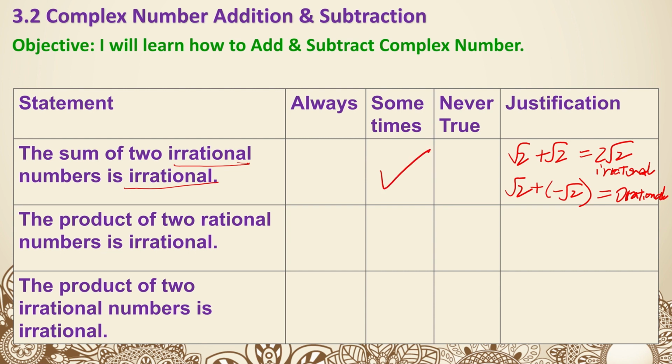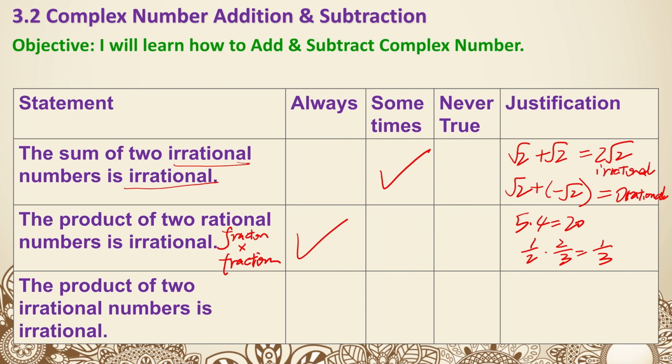The product of two rational numbers is irrational. Well, it's a fraction multiplied with a fraction. A fraction multiplied with a fraction is always going to remain a fraction. You can just say 5 times 4 is a 20, or 1/2 times, say, 2/3, that is a 1/3. So in that case, always true.